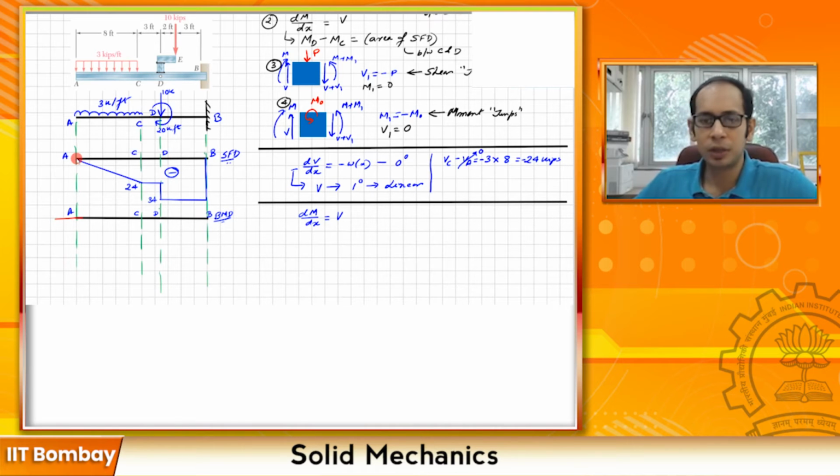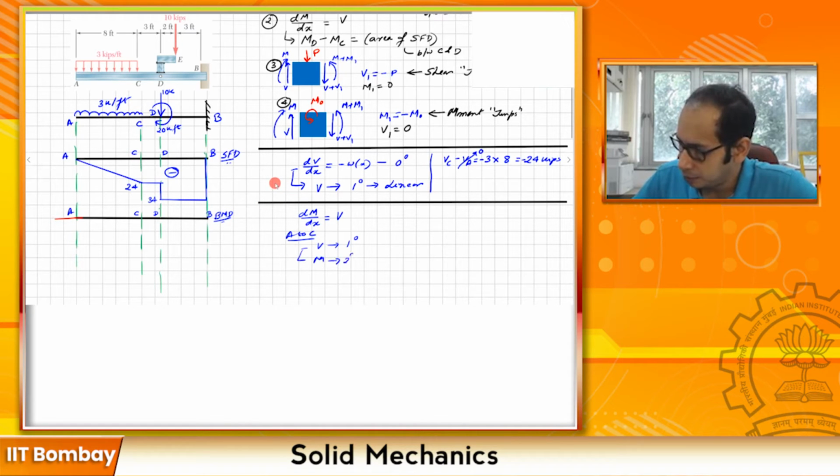Now let's try to find how the variation is going to be. So from A to C, I have V as linear. So V is linear, that means from A to C, V is degree 1. That tells you that your moment, if you integrate this, will be quadratic, right? So that means it's a quadratic.